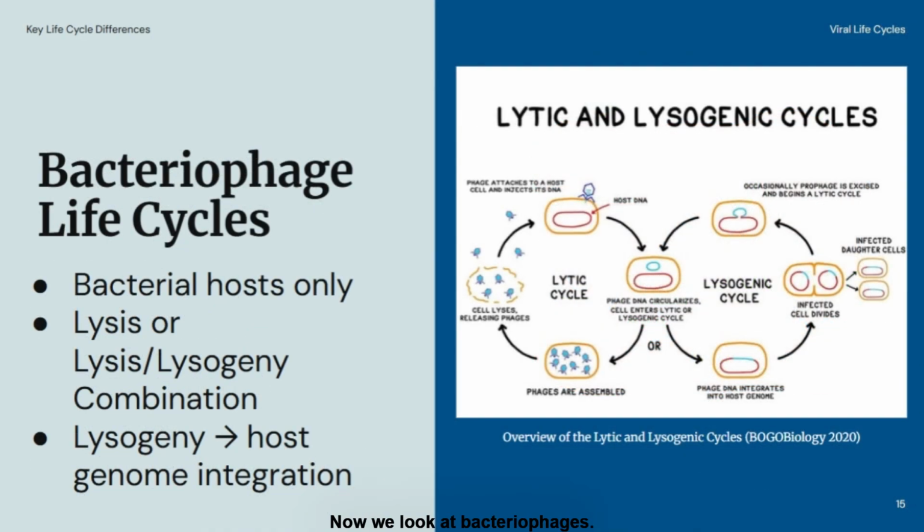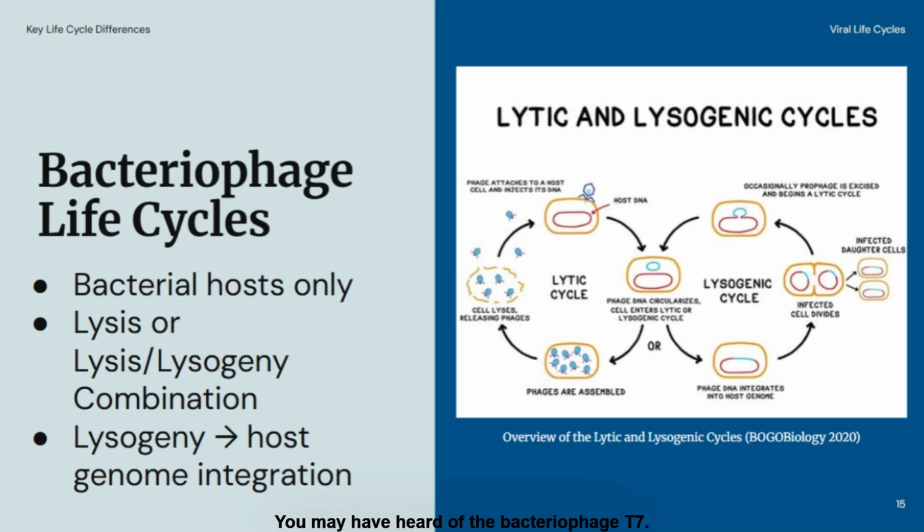Now we look at bacteriophages. These are viruses that target bacteria only. They are also naked and usually kill cells via lysis. When this happens, it is called the lytic life cycle. However, some are known for the lysogenic cycle, where the virus integrates into the host genome. Host cell division will spread the viral genome until some of the viral DNA leaves the genome and begins again the lytic life cycle route.